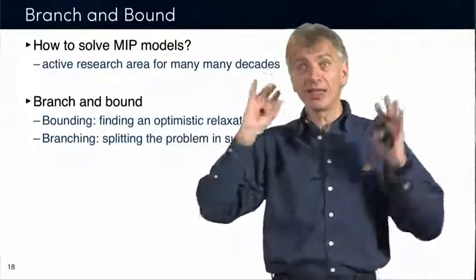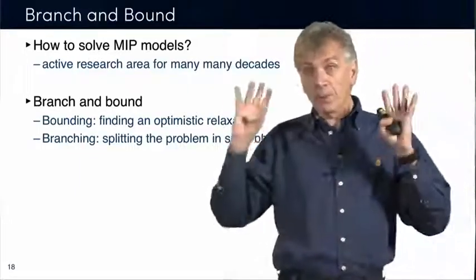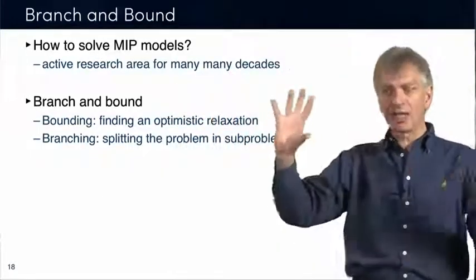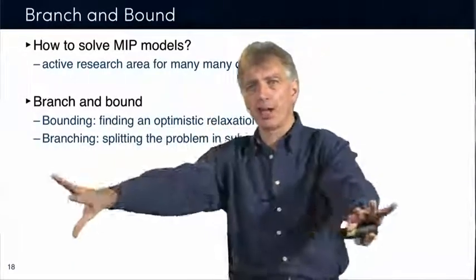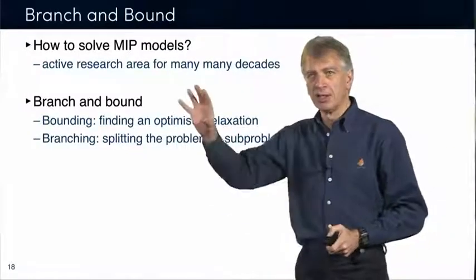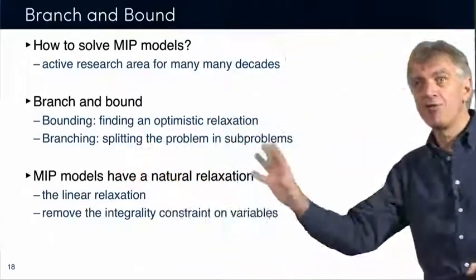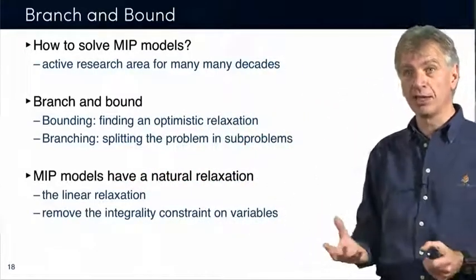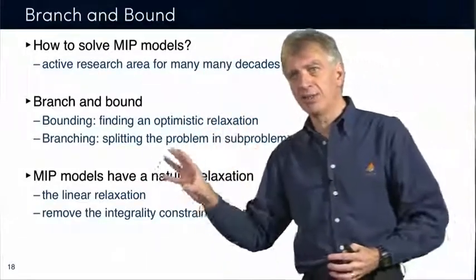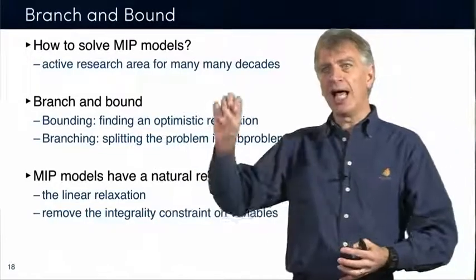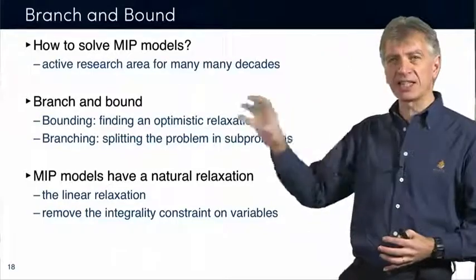Bounding is finding an optimistic evaluation of the objective function, or optimistic relaxation. We love relaxing, right? And branching is basically splitting the problem into subproblems, and you apply the same algorithm on the subproblems. So these are the basic two steps. What is nice about MIP models is that they have a very natural relaxation, which is linear programming. That's why we talked about linear programming so much. We have this linear relaxation that we can use as the bounding part of branch and bound for MIP.